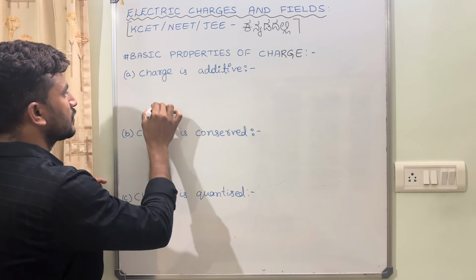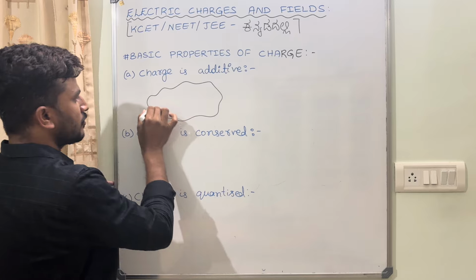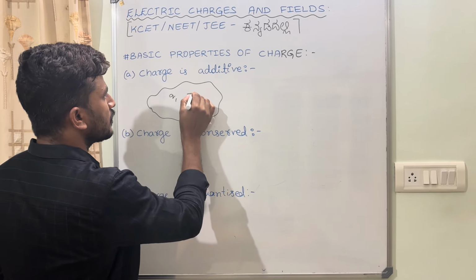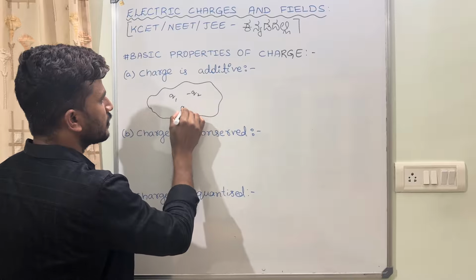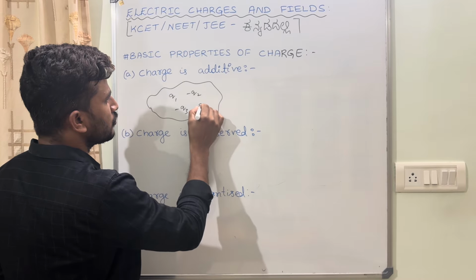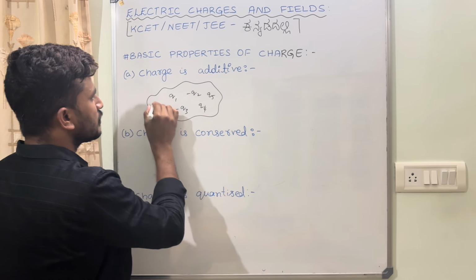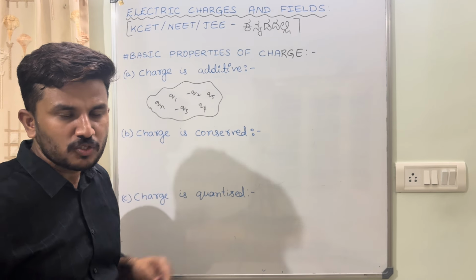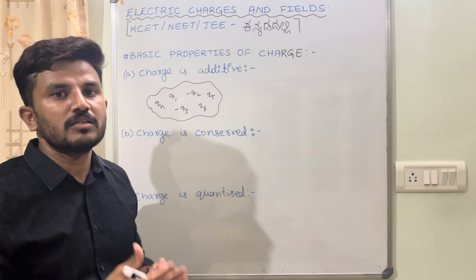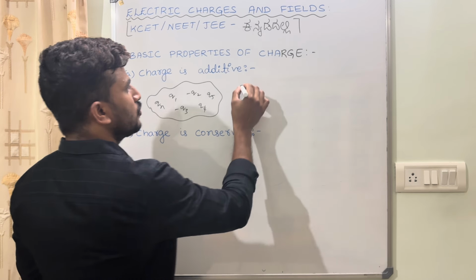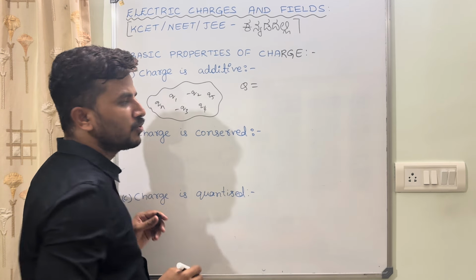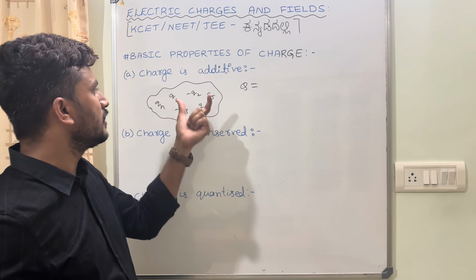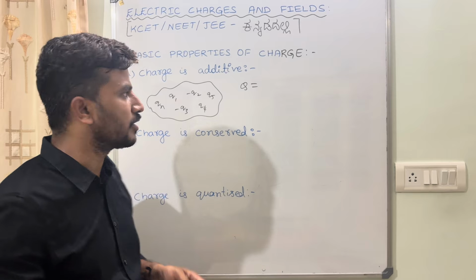Let's consider a body. In this body there is charge Q1, charge Q2, -Q3, -Q2, Q4, Q5, up to Qn charges. So how to calculate the total charge on a body? The total charge in a body is equal to the algebraic sum of the individual charges present in the body.